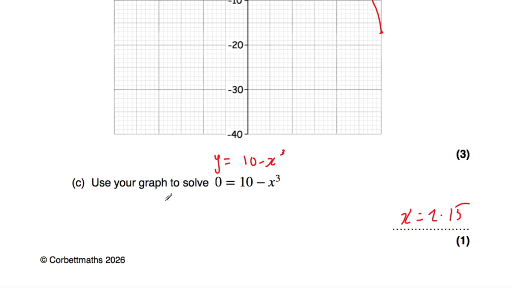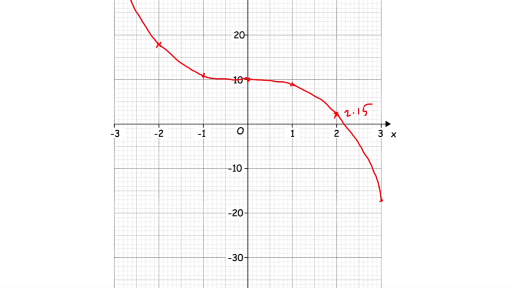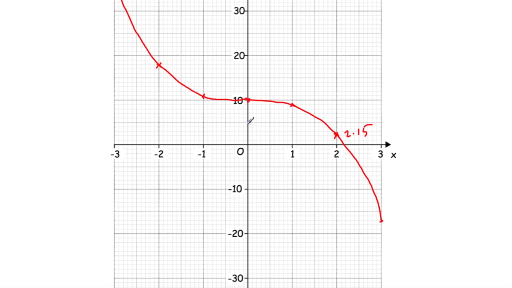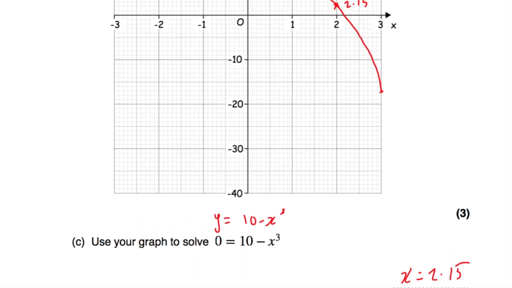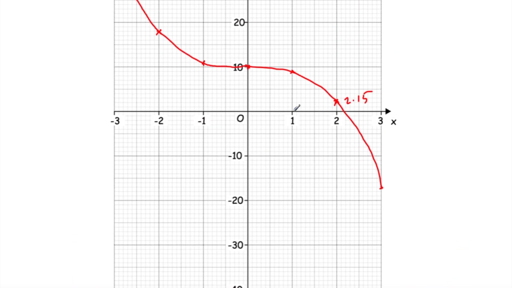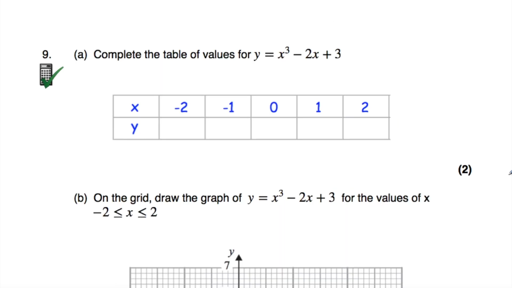If the equation said use your graph to solve 4 equals 10 minus x cubed, we would go up, we'd find where the height was equal to 4. So we would go to 4, which is there on the y-axis, we'd draw a horizontal line, and we would find where the curve crossed that line, and then we'd go down and read off that value. But in this question it said to solve the equation 0 equals 10 minus x cubed, so we just wanted to find when the height was equal to 0, so in other words where it crossed the x-axis, which was 2.15, and that's it. Okay, let's look at our next question, question number 9.